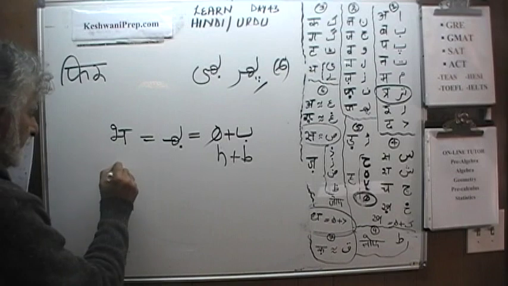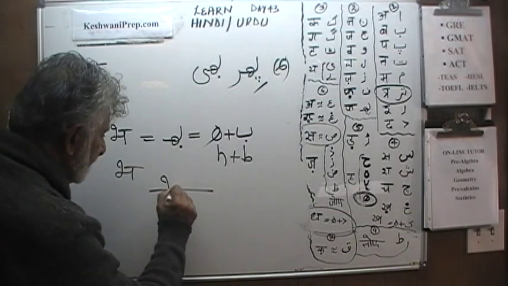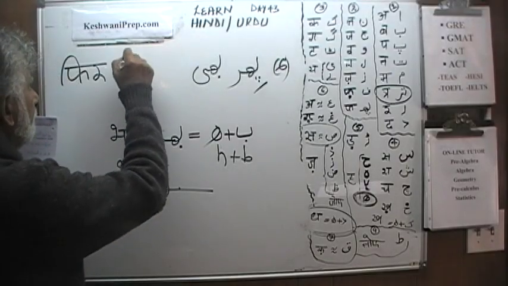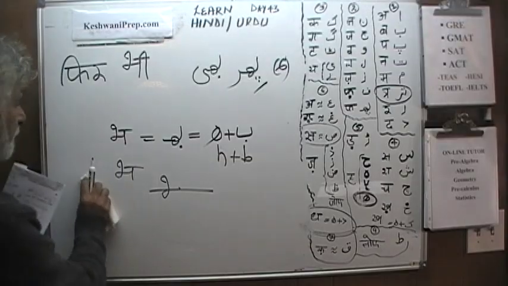When you're writing bhi, you can't start your line right away because you can't write bhe like that. It has to be by itself, like this, and then the line starts here. Phir bhi.